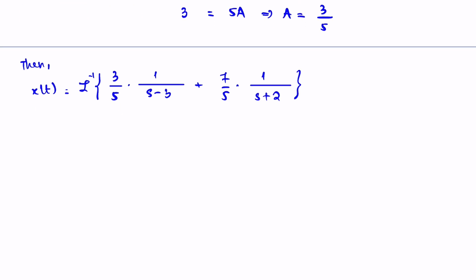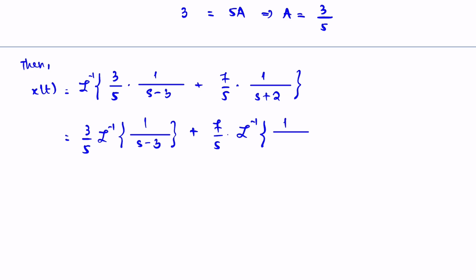And at this step, we can use the linearity property of the inverse Laplace transform to separate this even further. That is, you can rewrite this as 3 over 5 times the inverse Laplace transform of 1 over (s minus 3) plus 7 over 5 times the inverse Laplace transform of 1 over (s plus 2). And then, in order to find the inverse Laplace transform, of course, you go to the table of Laplace transforms and look for 1 over (s minus 3), or something similar.